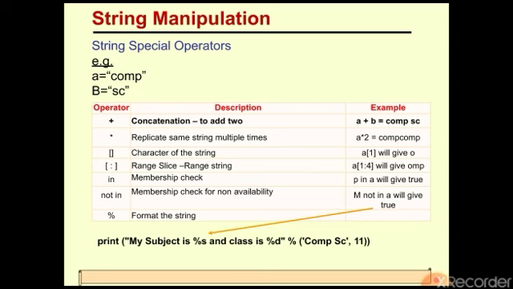Okay, 'not in' is the opposite of that. It checks for non-availability. Capital M and small m are different. So if you check for capital M not in A, it will give you True, because it will not be available there.